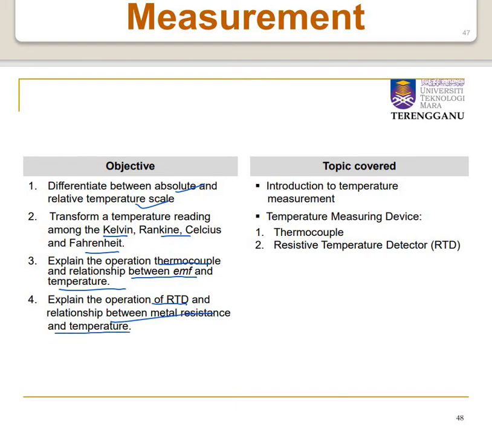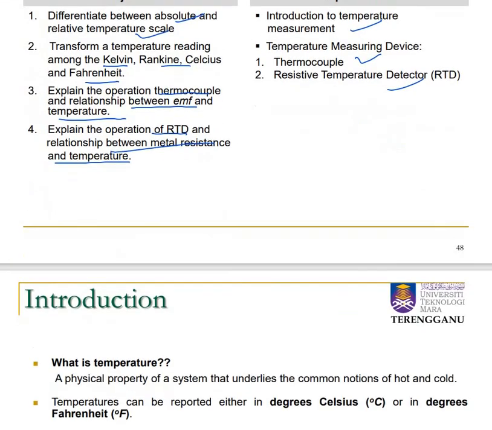So RTD is resistance temperature detector. Under this temperature measurement, we cover the introduction to temperature measurement, and we have two types of measuring device, which are the thermocouple and the RTD, which just now is the resistive temperature detector. Basically, in industry, normally we use the thermocouple because it is quite simple and easy to install.